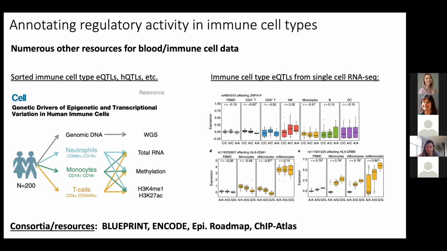Again, these are just some examples of data sets that are available to annotate regulatory activity in immune cells, and there's quite a lot of resources available in terms of consortia and just large scale resources that contain a fair amount of immune cell data. So Blueprint is a large consortium whose specific focus was profiling immune cells. But then also resources that are more general contain a lot of immune cell data as well, such as ENCODE, Epigenome Roadmap, and resources like ChIP-Atlas that reprocess data in GEO.